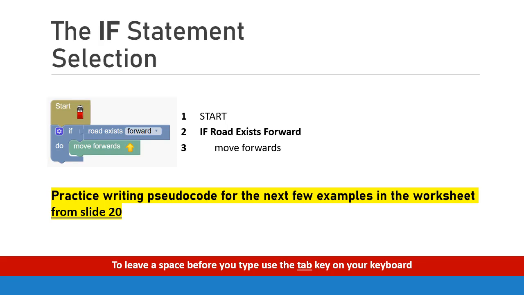And the if statement does exactly the same thing. But thankfully, with the if statement, we don't actually need to change any of the wording. Block code, if it says if road exists forwards, so does your pseudocode.